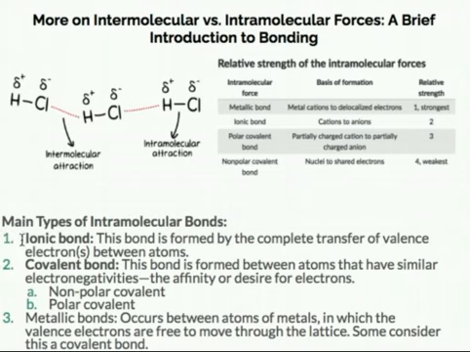Now we just saw these two, and again, ionic bonds are formed by the complete transfer. Covalent bonds are formed between atoms that have similar electronegativities, which is the affinity or desire for one particular atom to hold on and keep an electron. Within covalent bonding, there are two types, nonpolar covalent and polar covalent.